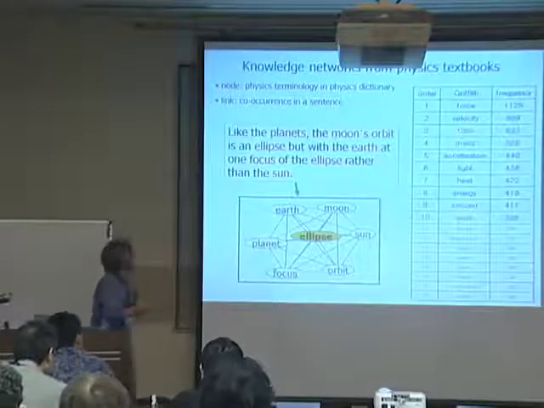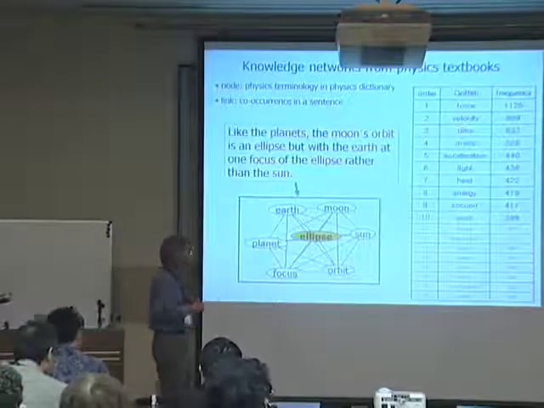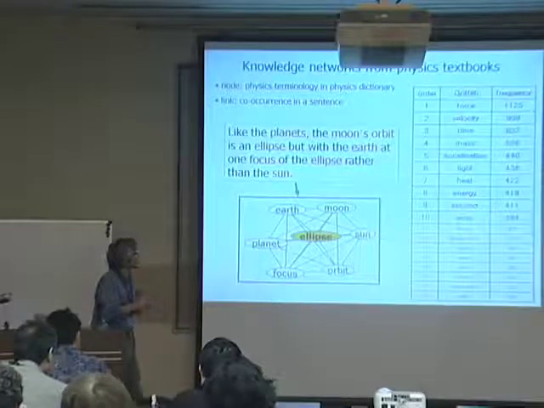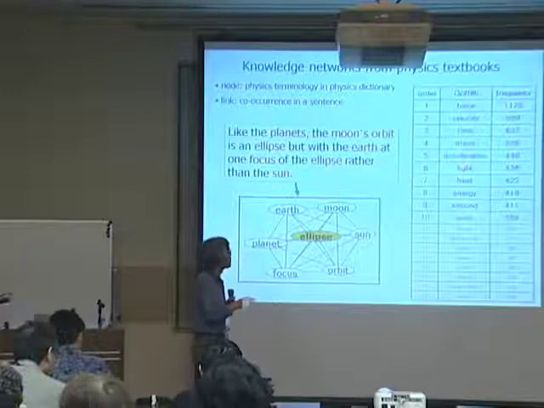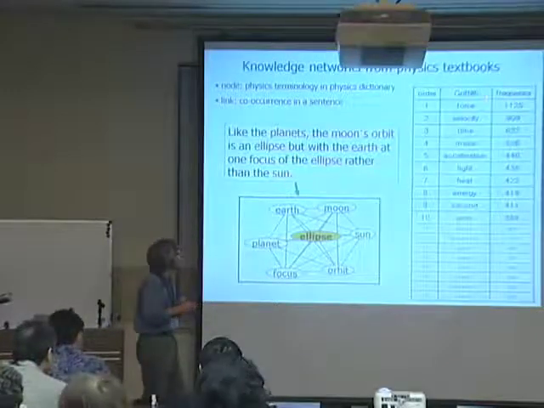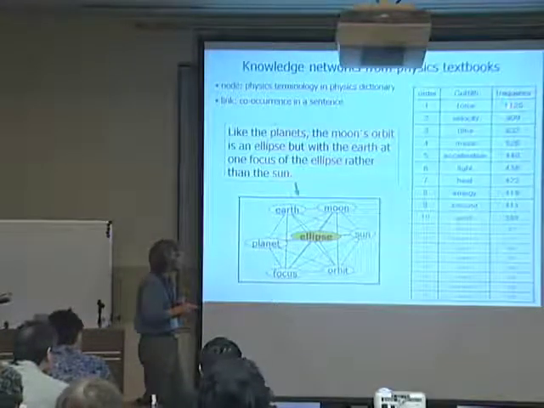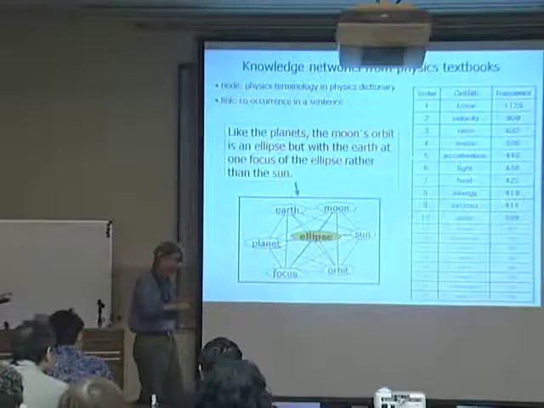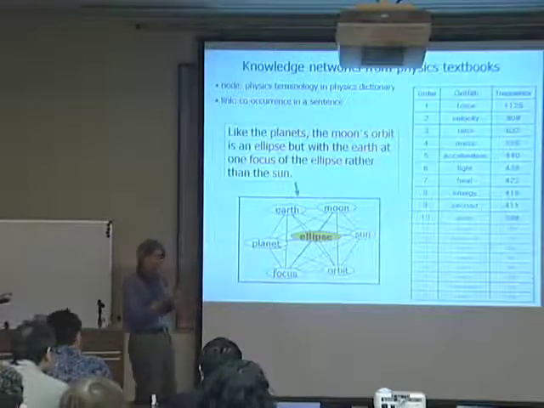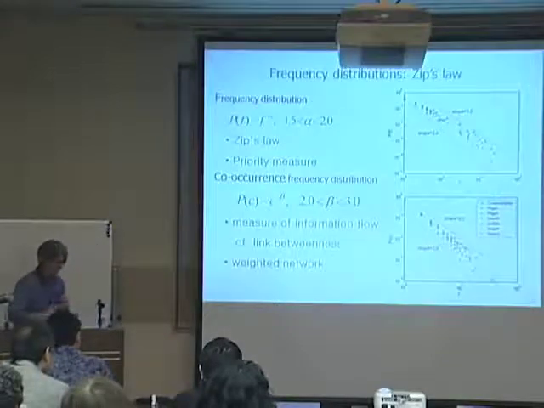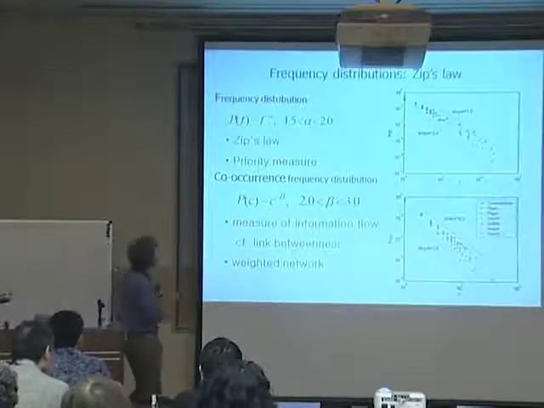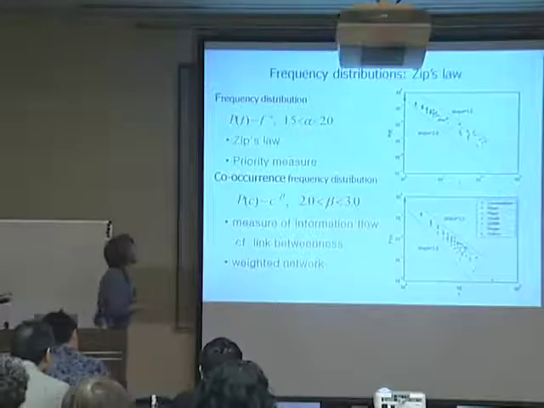In this textbook, the frequency is not all the same. So here we are listing the top of the list. The frequency of the top term is about 1,000, and the next ones follow. These might be the most important physics terms appearing in the textbook. So we characterize the textbook.